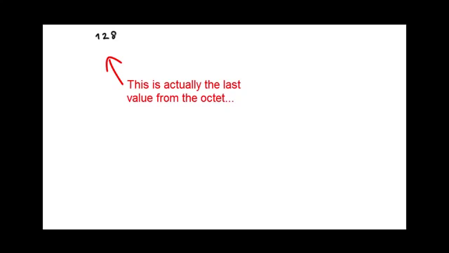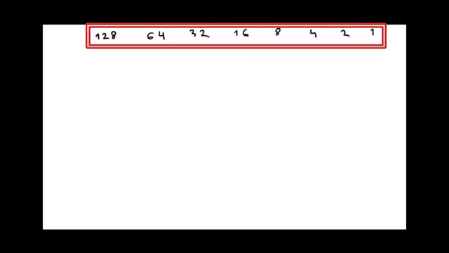Okay, we're going to draw the chart table. First thing we're going to do is to write down the decimal values for each of the bits in the octet. And so, first value is 128, second is 64, third one is 32, fourth one is 16, then 8, 4, 2 and 1.